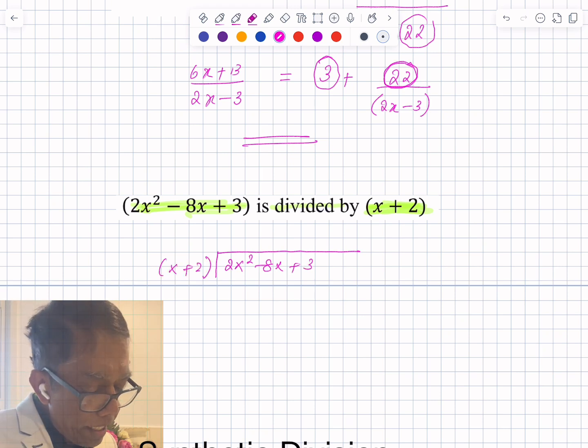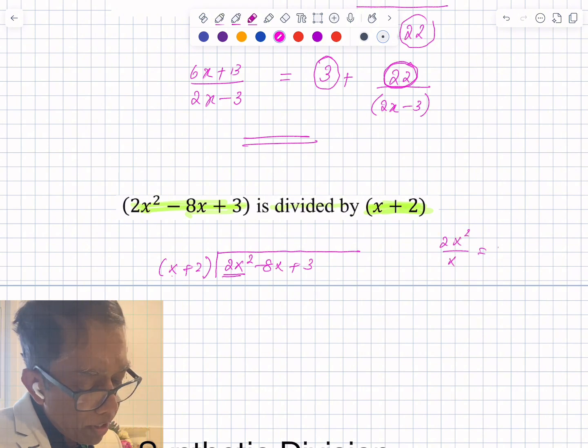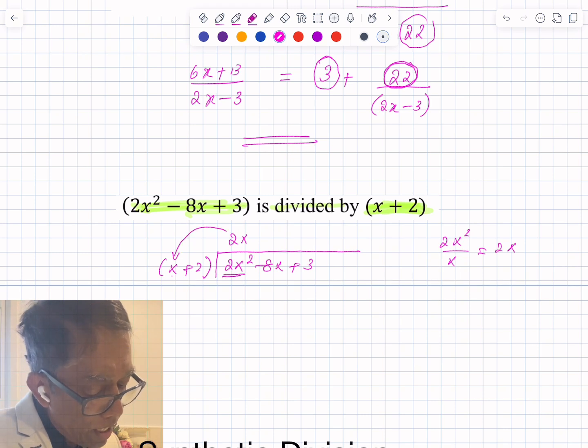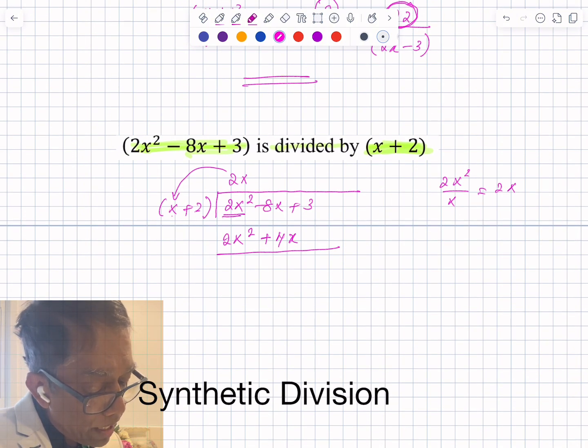Now, what is the leading term? 2x² divided by x. 2x² divided by x is 2x. You have to write 2x here. 2x times x is 2x². 2x times 2 is plus 4x. Now we have to subtract. Negative 8x minus 4x is negative 12x plus 3.